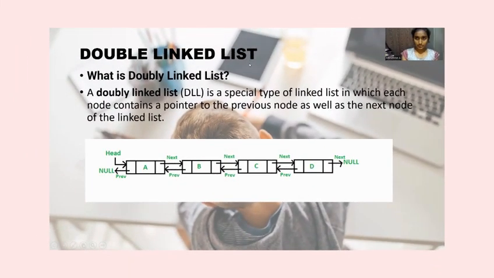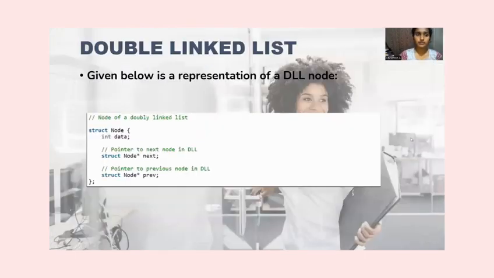Now we'll know about the double linked list. So firstly, what is a double linked list? A double linked list, DLL, is a special type of linked list in which each node contains a pointer to the previous node as well as the next node of the linked list. And this is the basic block diagram. So this is a representation of a double linked list node.